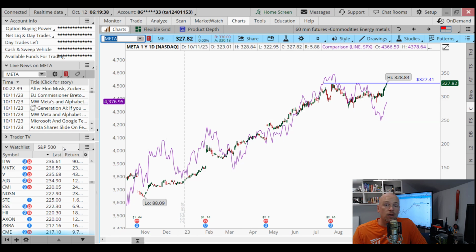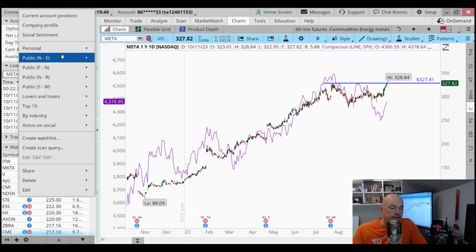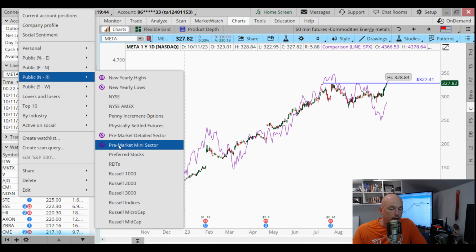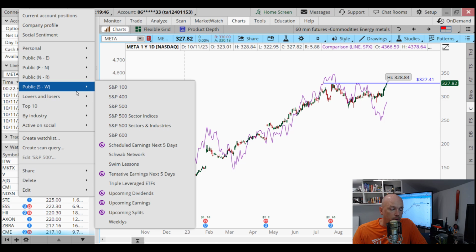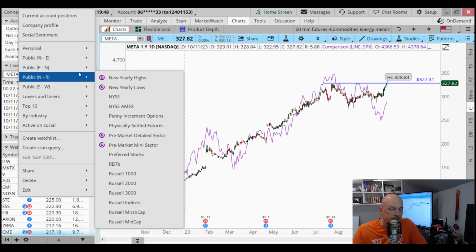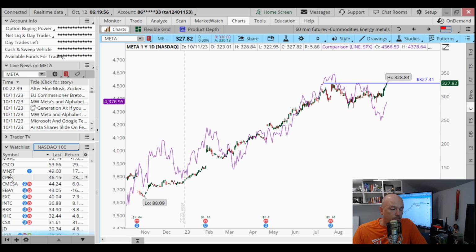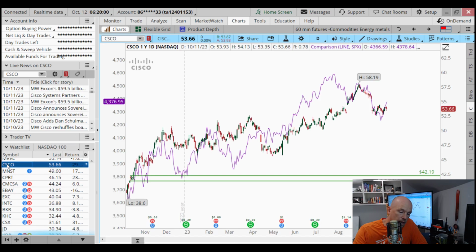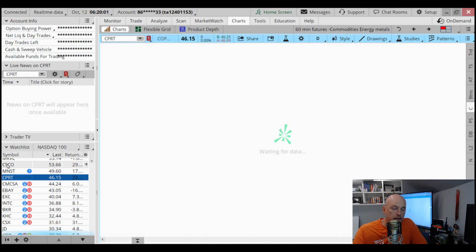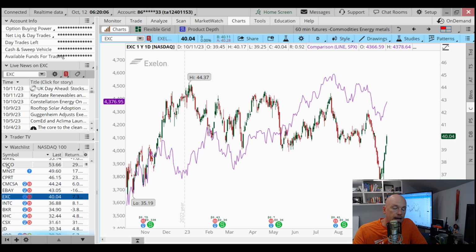So, how do I find those? Well, there are certainly proprietary scanners that you can use, but one of my favorite things to do is quite literally just to pull up a public list. Let's say, for example, I wanted to go through the NASDAQ 100. I can literally pull them up and just check line by line and walk through every stock in the NASDAQ, right?